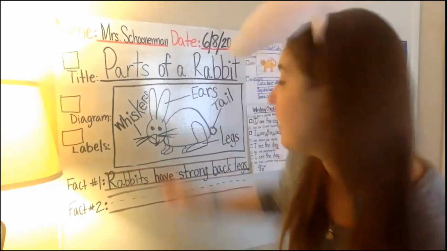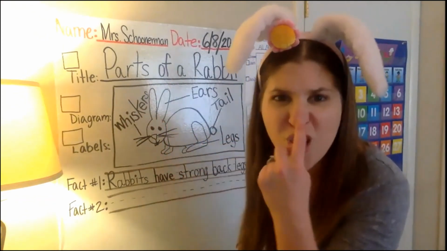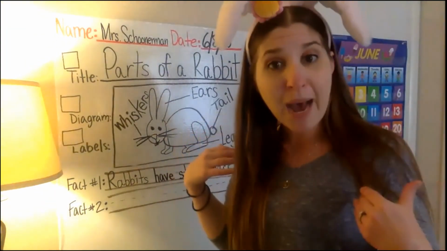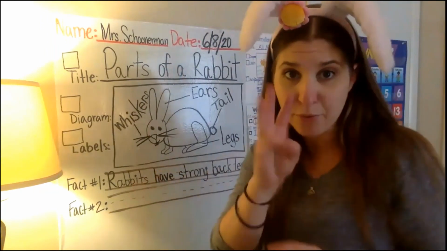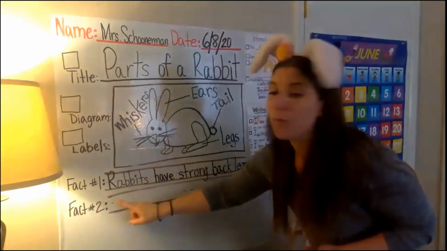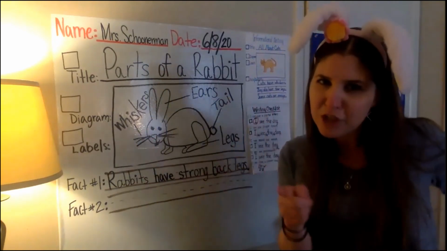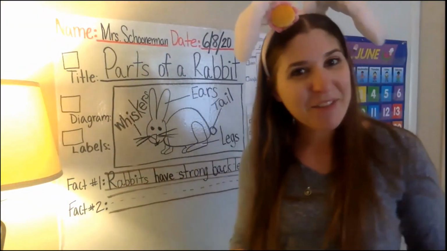So again, add 3 more labels. So you can add a label for the nose, you could add a label for the fur, for its body, for the teeth, your choice. Add 3 more labels and write 1 more fact, and then you will have officially hit your learning target for today.